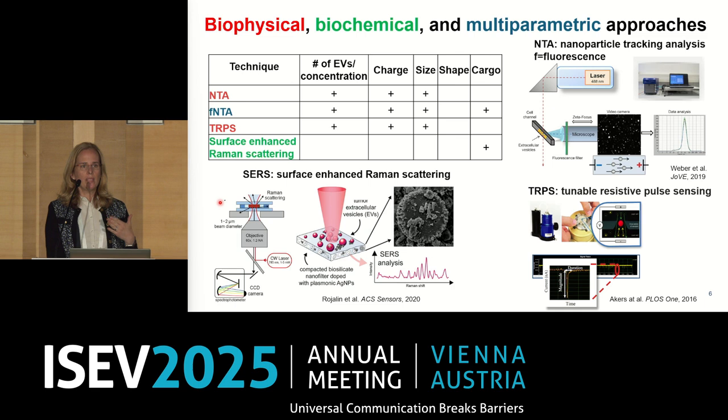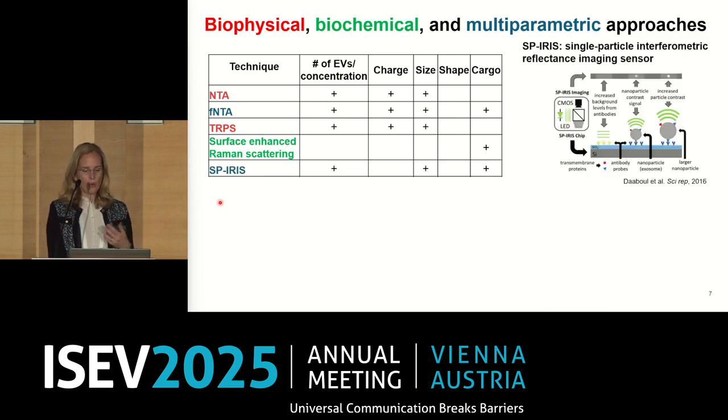On top of these biophysical or multiparametric approaches, we can use surface-enhanced Raman scattering that really gives a wealth of information of biochemical composition of the sample, of the environment of the vesicle. And of course, we can go further and talk about other multiparametric methods. So methods that will also give us not only size and shape, but also the content.